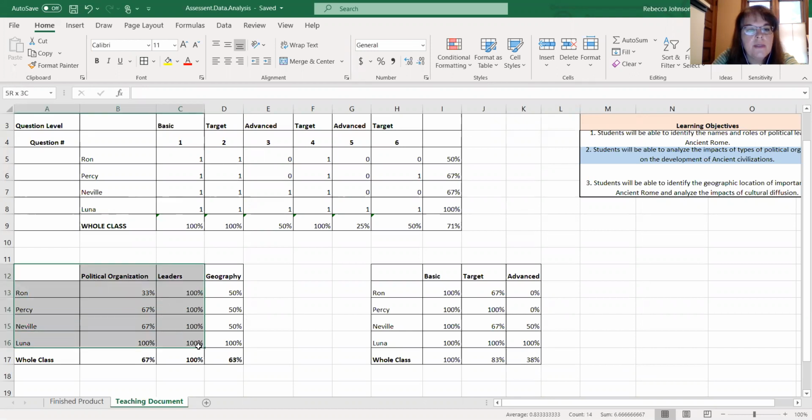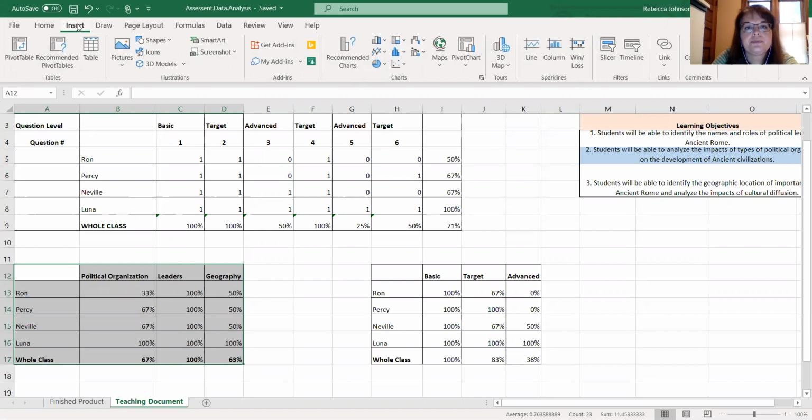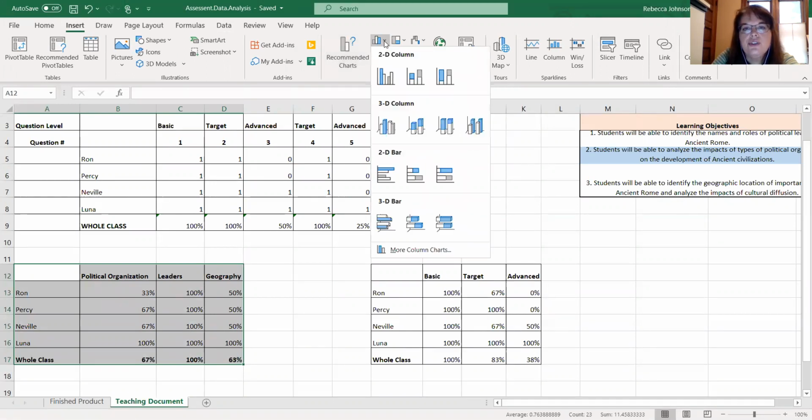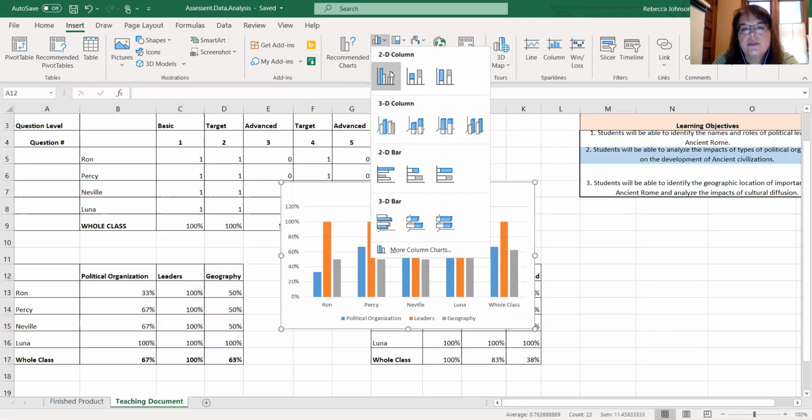So I'm going to start out here. I'm going to highlight political organization, leaders, and geography. I'm going to highlight this whole table, and then I'm going to hit insert. In Excel they call it charts. I believe on edTPA, they call it graphs. Okay, so what kind of chart am I going to do? I usually choose the bar charts. I think those are a little bit easier, right?